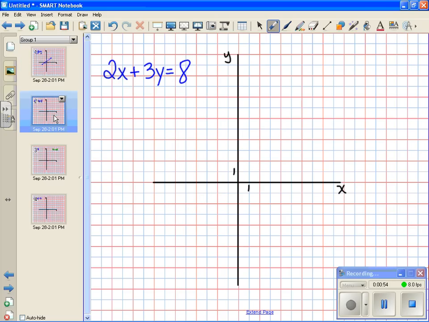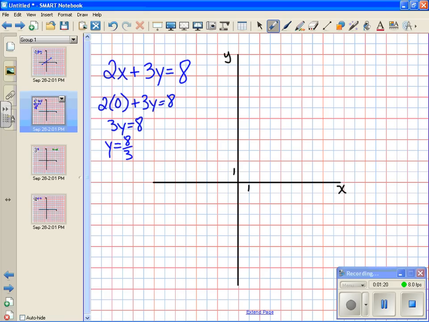When you have an equation in this format, this is in standard form. So you can put it into slope-intercept form, or another option is to find the x and y intercepts. So to find the y-intercept, you let x equal 0. So then 2 times x, so 2 times 0, plus 3y equals 8. So 3y equals 8, y equals 8/3.